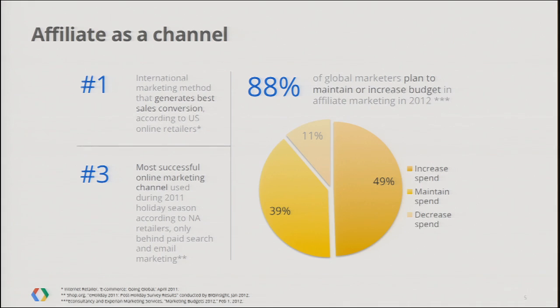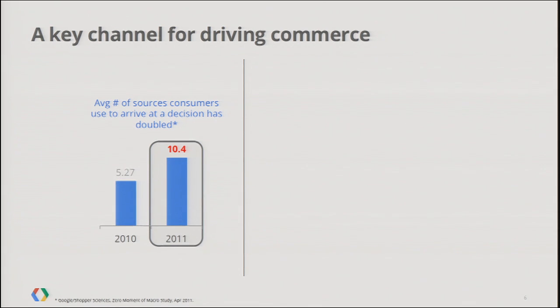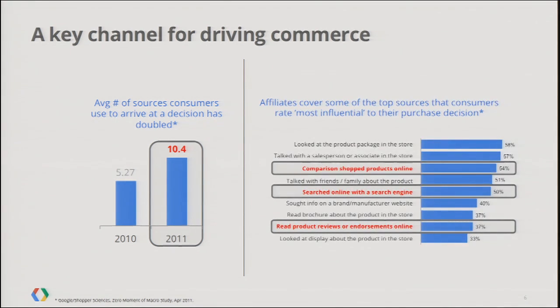Some merchants, like Target, Walmart, actually invest quite heavily in this particular channel already. And it's a key channel for driving commerce online, largely because the number of things that consumers are actually looking at to make their decisions is only growing with time. And some of the most impactful things that consumers look at before they make their decision actually are affiliate websites. And some examples, which Shaun will go through in more detail, include comparison shopping sites, blogs, product reviews, and even searches for coupons online.